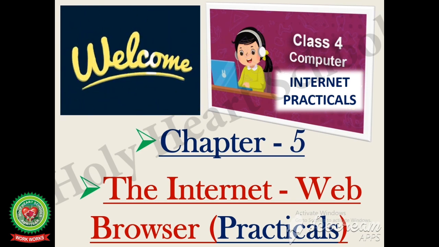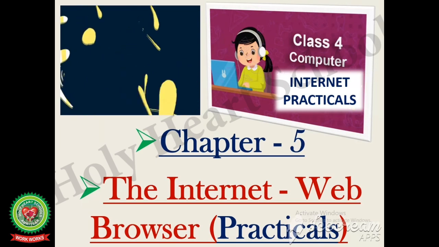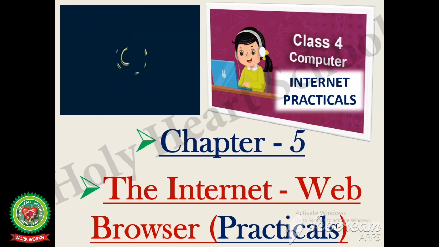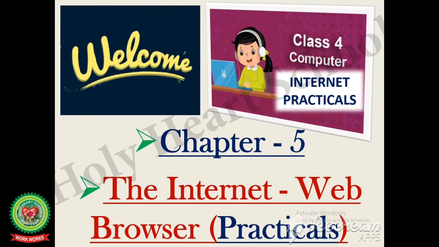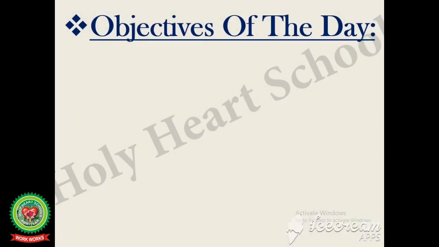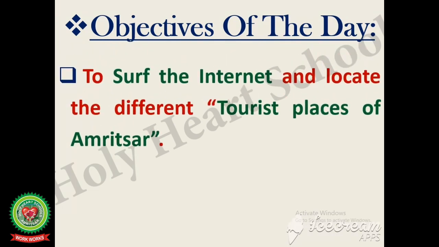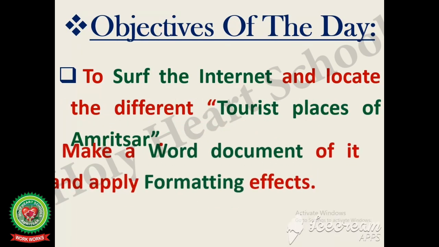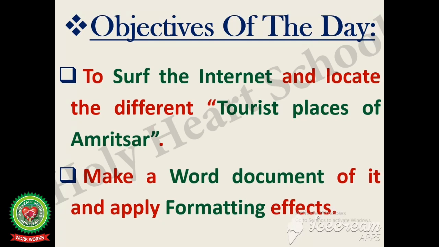Today, we will learn about the practicals of chapter 5, the Internet Web Browser. So, open your computer book at page number 57. The main objectives of the day are how to surf the internet and locate the different tourist places of Amritsar and make a Word document of it and apply formatting effects.